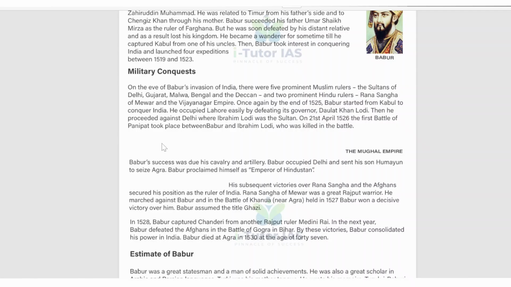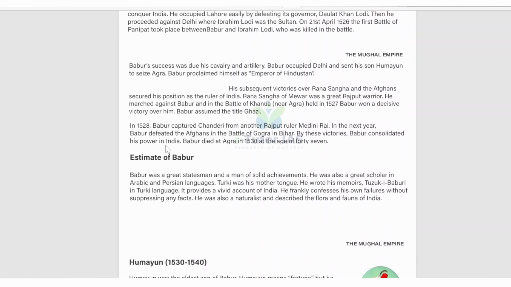Okay, so that is the First Battle of Panipat between Babur and Ibrahim Lodi. The time period is 1526. Babur's success was due to his cavalry and artillery. Babur occupied Delhi and sent his son Humayun to seize Agra. And Babur proclaimed himself Emperor of Hindustan. Okay, and his subsequent victories over Rana Sanga and the Afghans secured his position as the ruler of India.